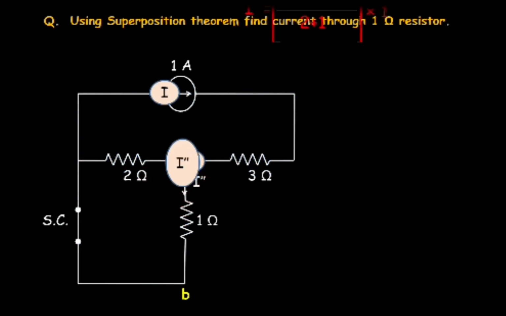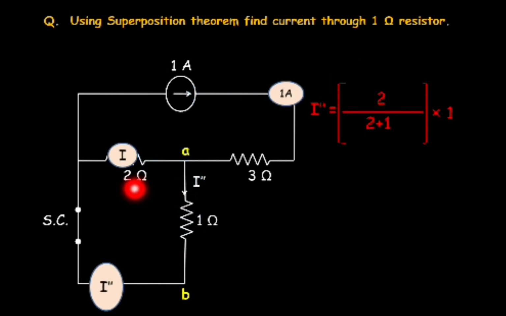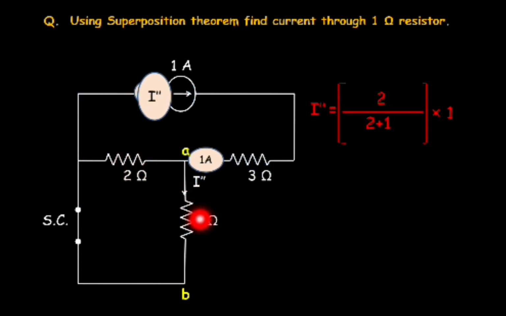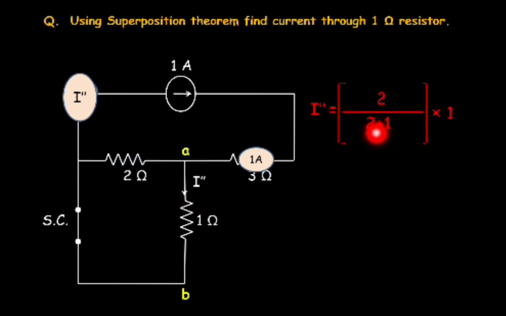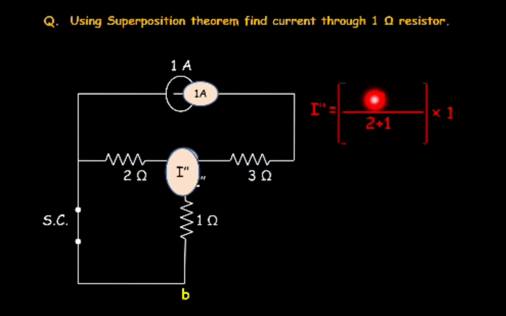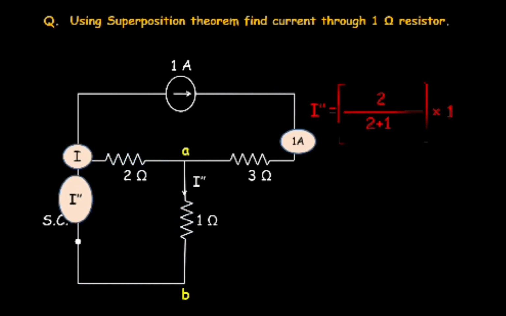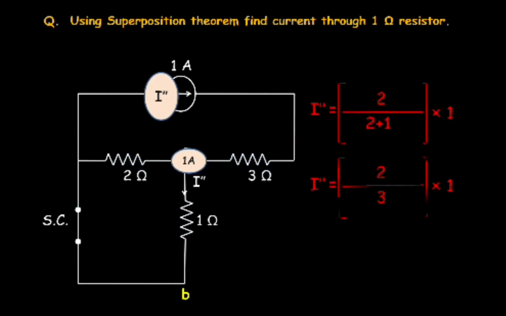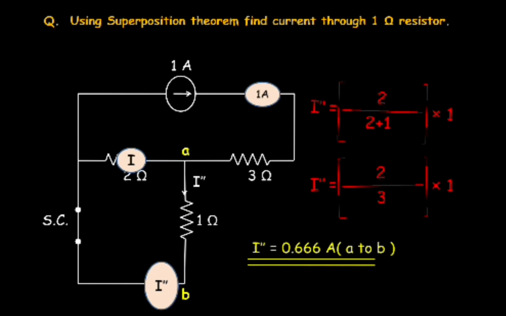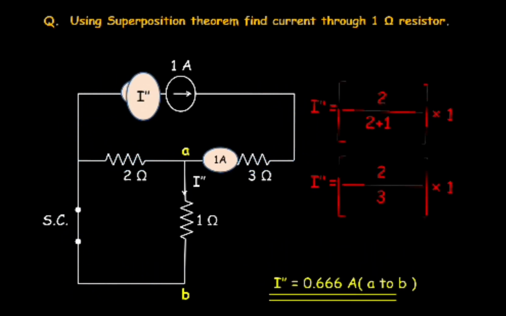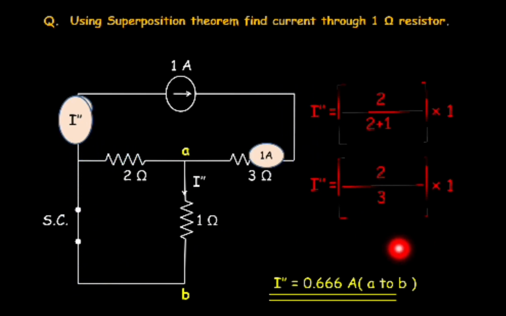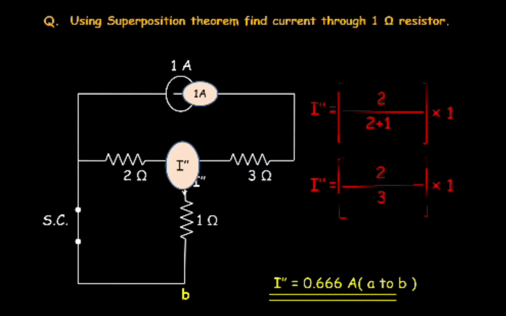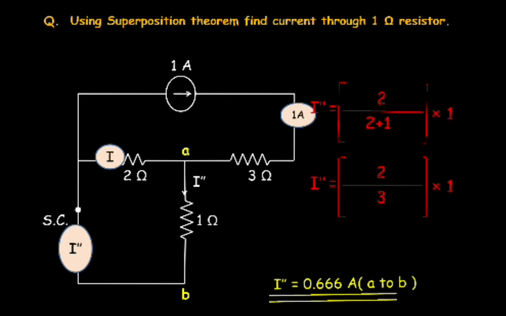So I double dash will be 2, that is the resistance of the opposite branch, upon 2 plus 1, the addition of both the branch resistors, multiplied with the total current, that is 1. So 2 upon 3 into 1. So finally we are getting this I double dash is equal to 2 by 3, and 2 by 3 is nothing but 0.666 ampere. And again the direction of this I double dash is from A to B. So we have noted down the direction as well, that is A to B. So step 2 is over, we got I double dash.